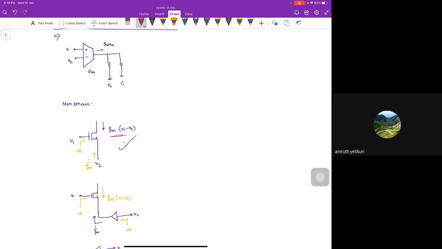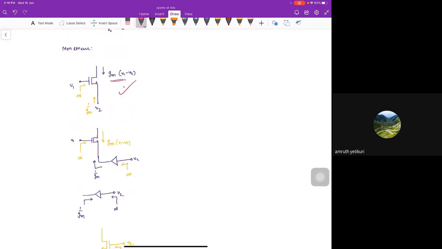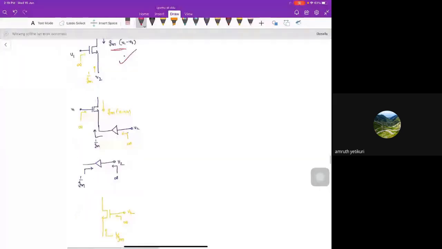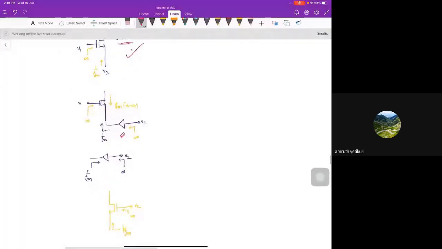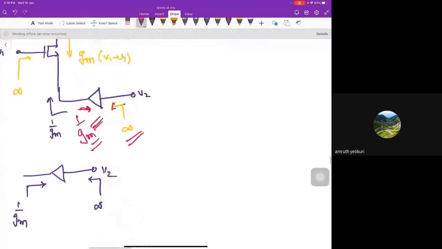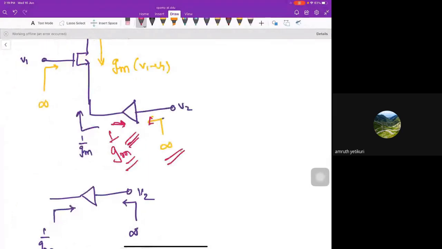But the problem here is that the impedance looking from this one is 1 by gm, and the impedance looking from this one is infinity. So that does not match. I want the impedance infinity. So what I have to do is add one extra buffer here, and that extra buffer's output impedance should also be 1 by gm, because the impedance should match here, and this must have impedance infinity.